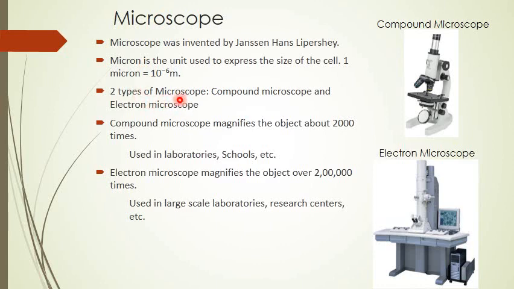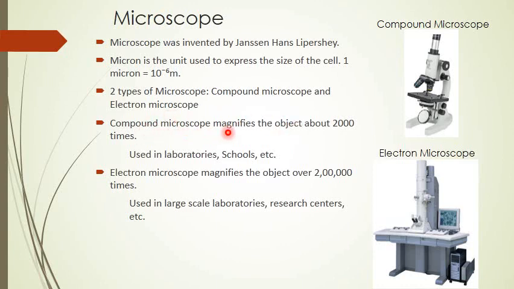Generally, there are two types of microscope, the compound microscope and the electron microscope. Here is the compound microscope and this is the electron microscope. The compound microscope magnifies the object about 2000 times and the electron microscope magnifies the object over 2 lakh times. Magnify means giving a larger view of the object, making the object appear bigger so that our eyes can view it.